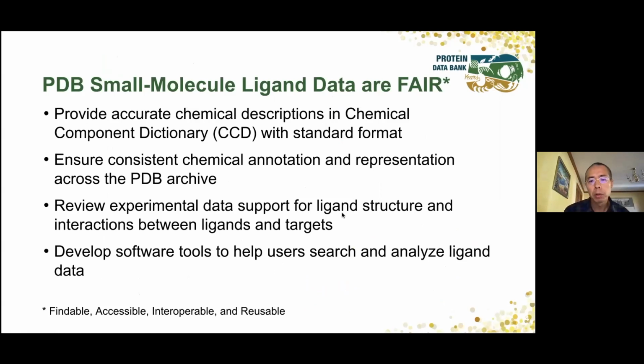In annotating the small molecule ligand data, we follow the FAIR principles as stressed by Stephen and Ezra. So we want the data to be findable, accessible, interoperable, and reusable. Therefore, we try our best to provide accurate chemical description in the Chemical Component Dictionary with standardized format. And we ensure consistent chemical annotation and representation across the entire PDB. And we go further to review the experimental data support for the ligand structures and the interaction between the ligand and targets. And finally, we also develop software to help users search and analyze this ligand data.